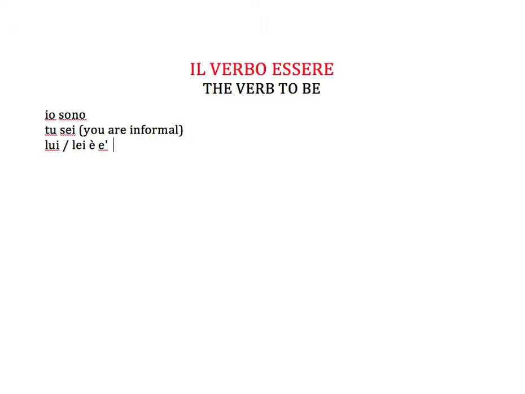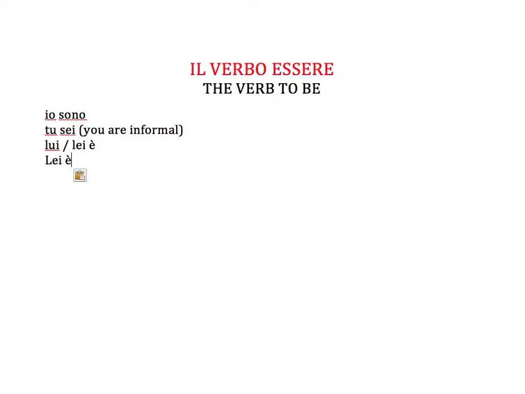Now, remember another thing: if you write just E without the apostrophe or without the accent, the meaning is not is, but and. So remember that every time you want to write è, for example, he or she is, lui or lei è, you must write using the Italian character, but if you don't have that character, you can use the letter E and an apostrophe. Okay, so let's move ahead.